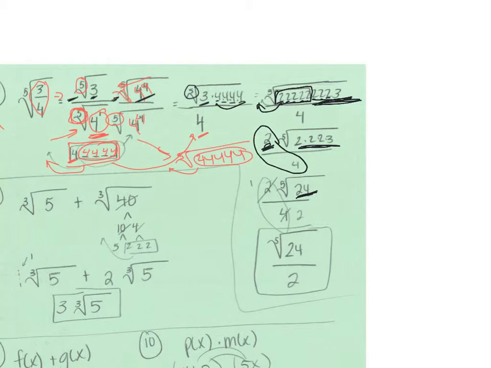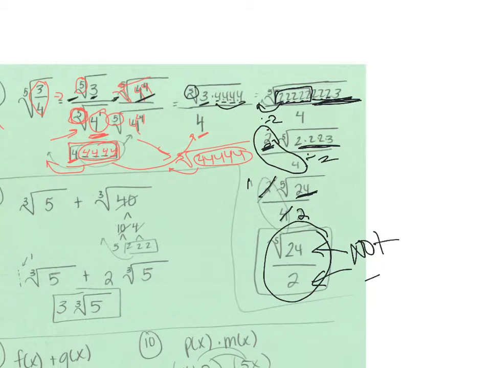Anything in front, we can simplify. They're both divisible by 2. So 2 divided by 2, that becomes a 1 on top. 4 divided by 2, that becomes a 2 on bottom. So we have 5th root of 24 over 2. Remember, what's under the radical and what's not under the radical, you cannot divide by 2.